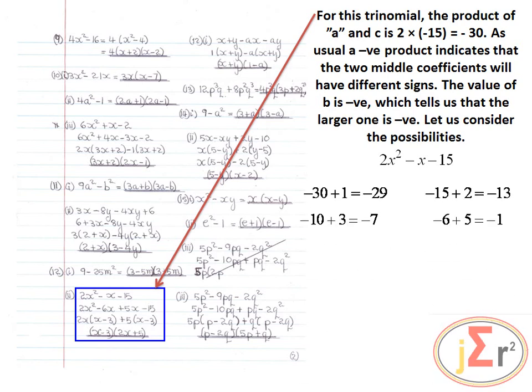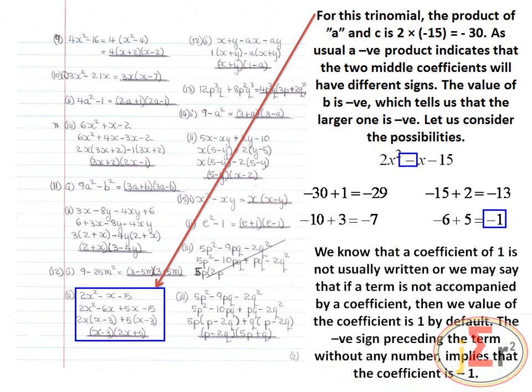So if we are using 30 times 1, 10 times 3, 15 times 2, 6 times 5, the larger one has to be negative because we have a negative sign for the sum of two numbers that have different signs. When we add numbers that have different signs, we subtract the smaller from the larger and the answer will take the same sign as the larger. Therefore, if we are adding two numbers with different signs and the result is negative, then the larger one is negative. So there we have it.